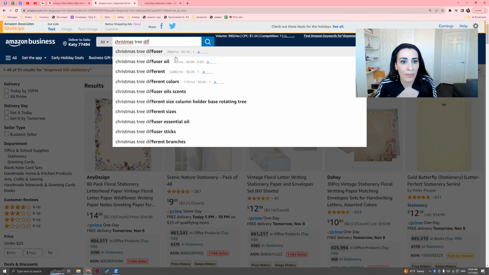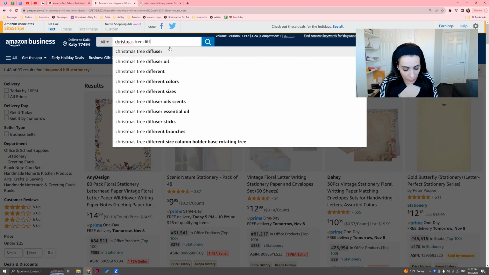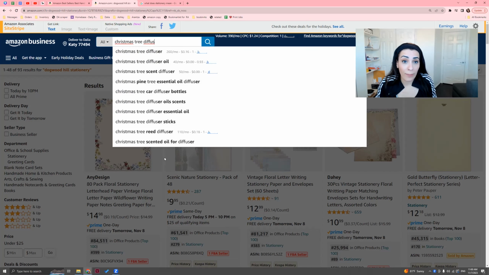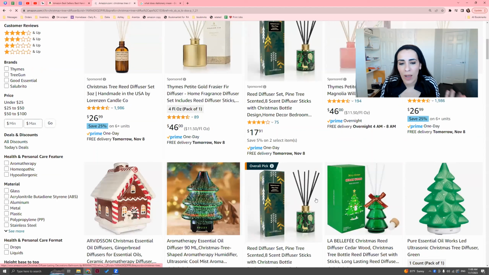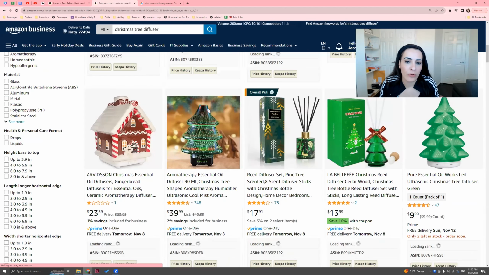Diffuser. By the way, you see these numbers because I have that Chrome extension on, which I pay for. It's only $10 for 100,000 credits, and these are using credits, obviously, so I have to remove it. But people are searching for it quite a bit. And if I search in general, over 1,000 results. But here's the issue: how different can you make a Christmas tree diffuser? That's the issue. So if I was selling this type of stuff, I'm not sure if I would enter.